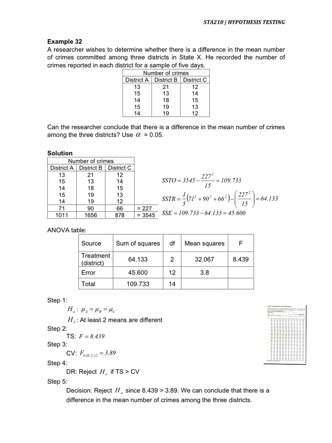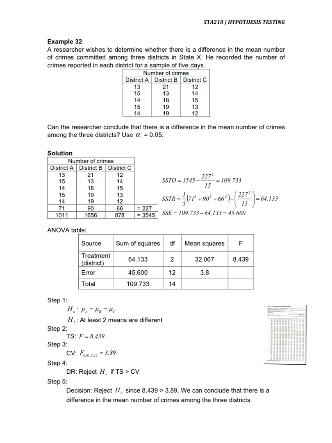Okay, now let's take a look into example 32. A researcher wishes to determine whether there is a difference in the mean number of crimes committed among 3 districts in state X. He recorded the number of crimes reported in each district for a sample of 5 days.